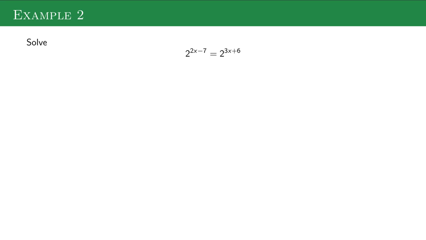All right, 2 to the 2x minus 7 equals 2 to the 3x plus 6. You can see they're both the same base. They're both 2. So I just ignore them, and I set those exponents equal to each other. And now I have this linear equation. I don't have exponential anymore, so how do I solve a linear equation?